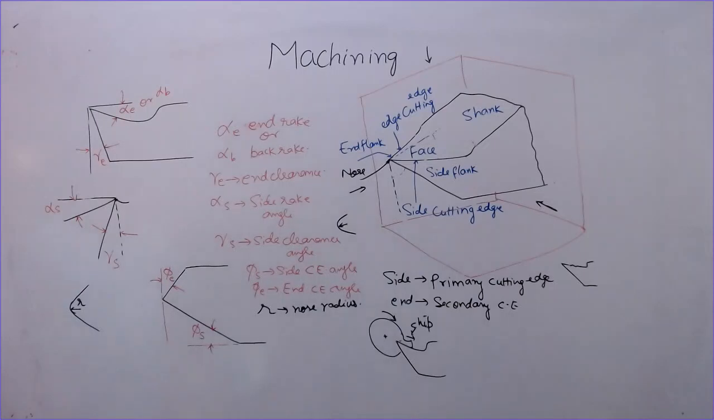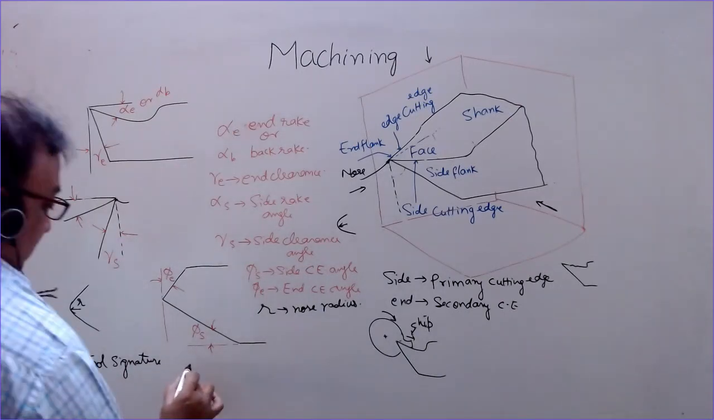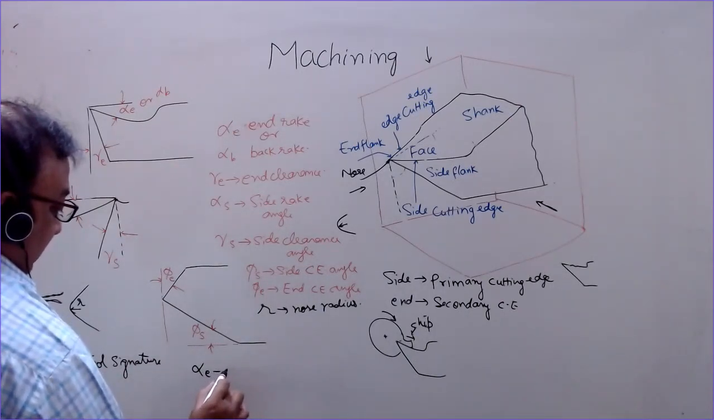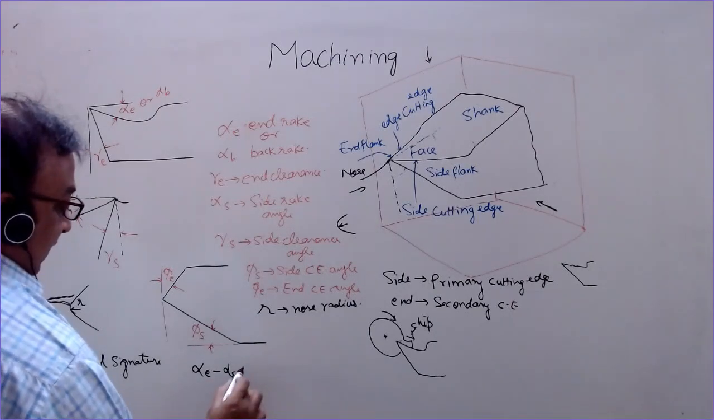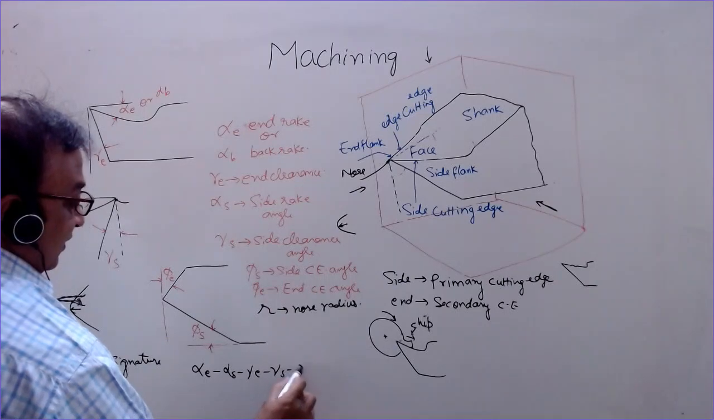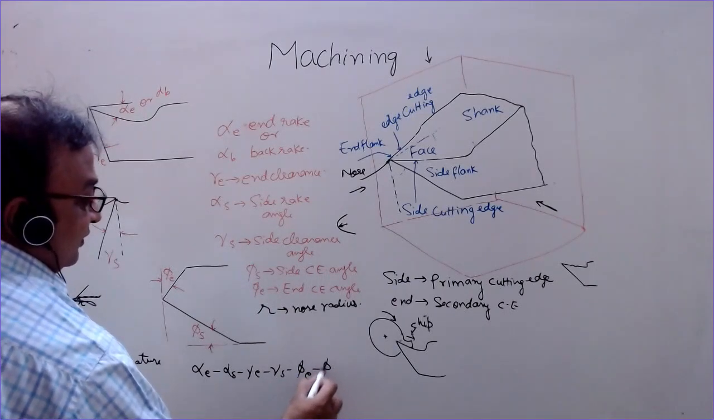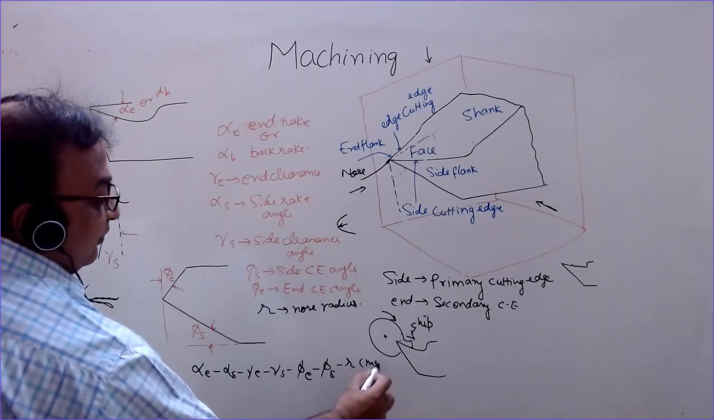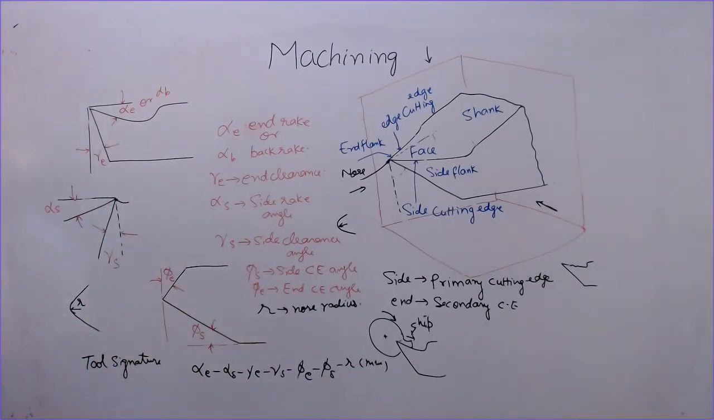These are the elements of the geometry of a tool, and they are represented in a particular order that is known as the tool signature. In a particular tool signature we write alpha E, alpha S, then end clearance, side clearance, end cutting edge, side cutting edge, and nose radius in mm. These are the elements of the tool signature, or the designation of a particular tool.